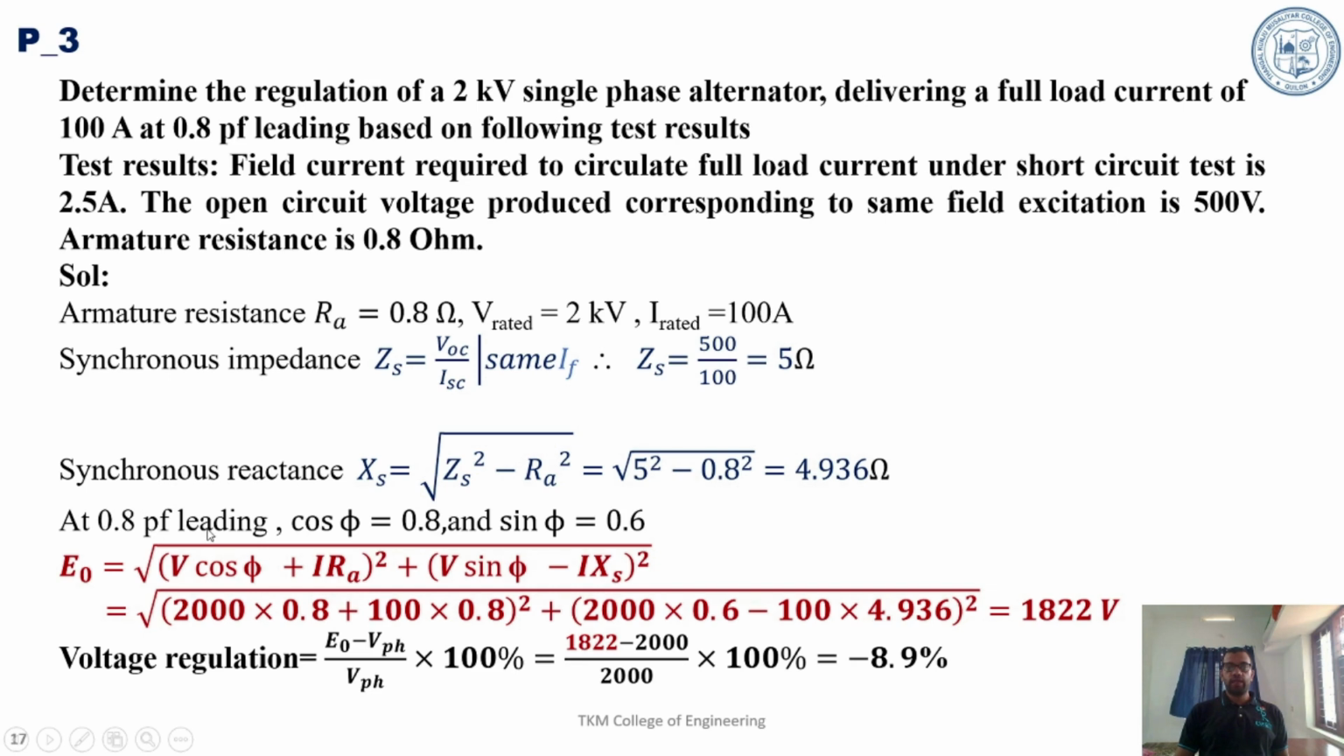At 0.8 power factor leading, cos phi is equal to 0.8 and sin phi is equal to 0.6. Substituting all these values in the expression for E0 corresponding to leading power factor, E0 is obtained as 1822 volt. So the voltage regulation using this expression is obtained as minus 8.9%.